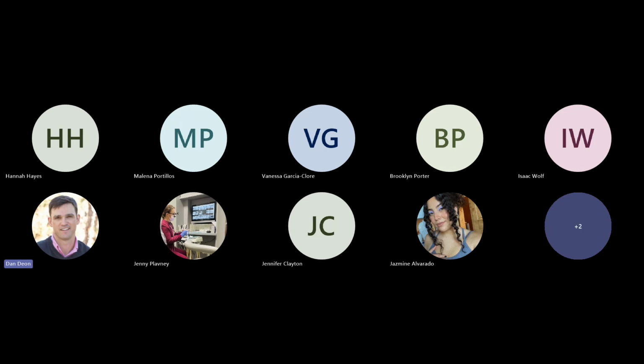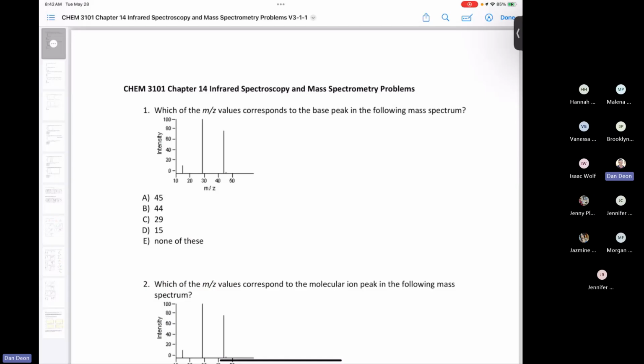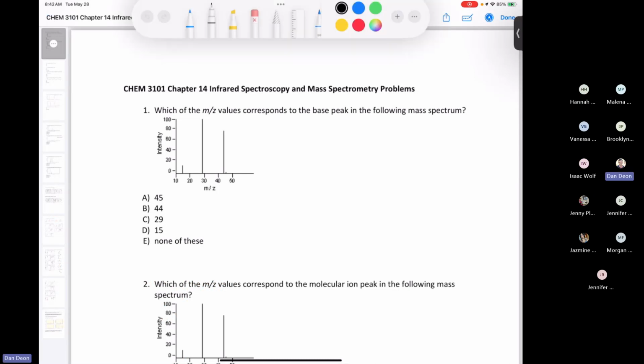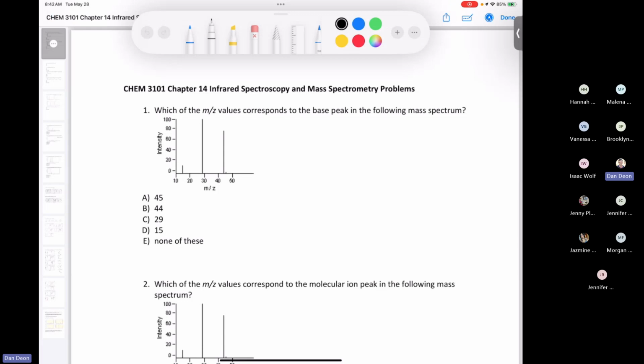Okay, Chemistry 3101, we said we were going to take a look at some problems that deal with infrared spectroscopy and mass spectrometry. So remember, spectroscopy is the interaction between matter and light, and spectrometry is the interaction between matter and energy. So starting with question number one, it says, which of the mass over charge values corresponds to the base peak in the following mass spectrum?